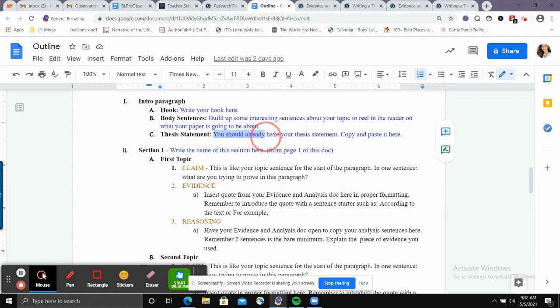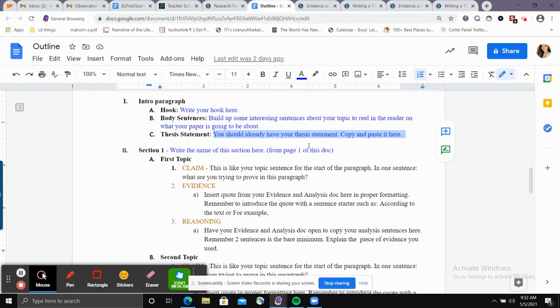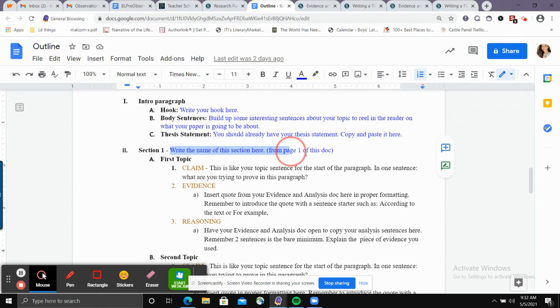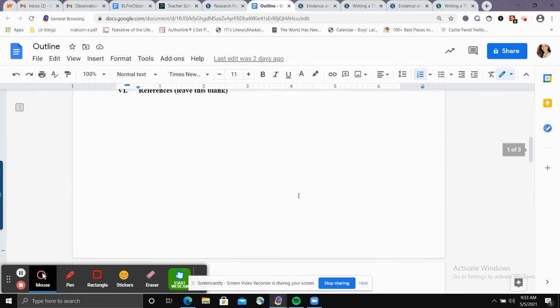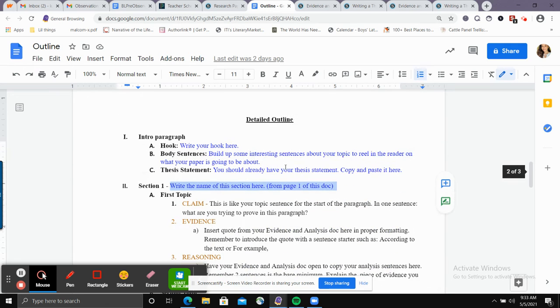And then boom, you're plugging in your thesis statement, which you can copy and paste from here. So I would copy this and paste it into my outline here. And then section 1, write the name of the section here. Again, it's that first thing in your thesis statement that you wrote here, okay? This is also that we can be organized.